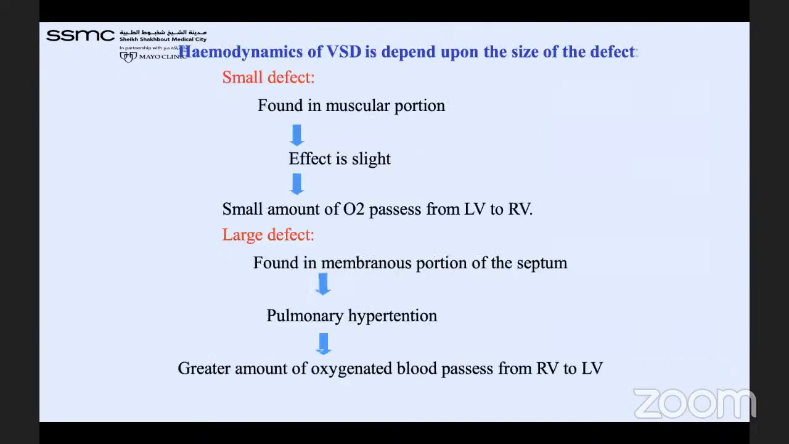Hemodynamics is the same. If it is a small defect found in the muscular portion, a small amount of oxygenated blood passes from the left ventricle to the right. A large defect, if found in the membranous portion, can cause pulmonary hypertension, which is the more severe form, and a greater amount of oxygenated blood passes from the left ventricle to the right ventricle.